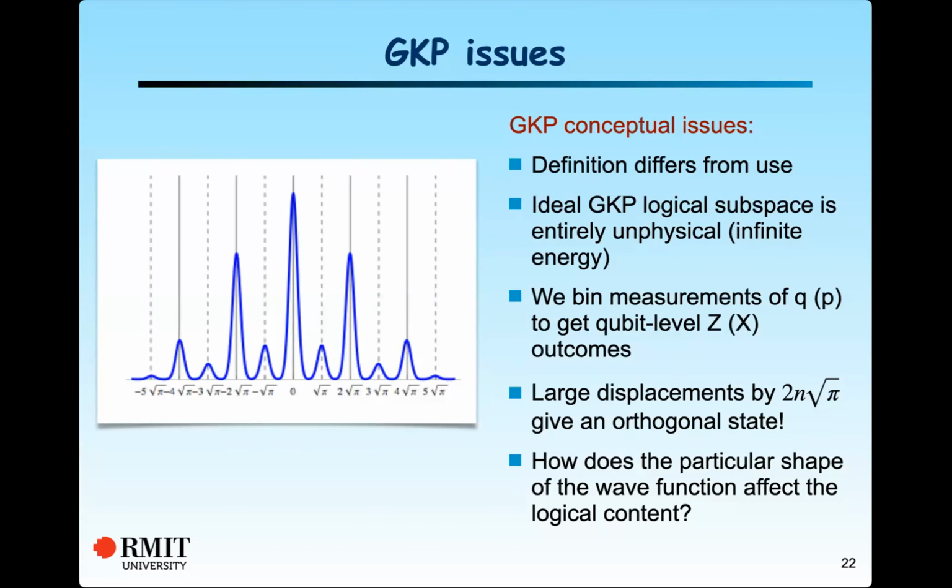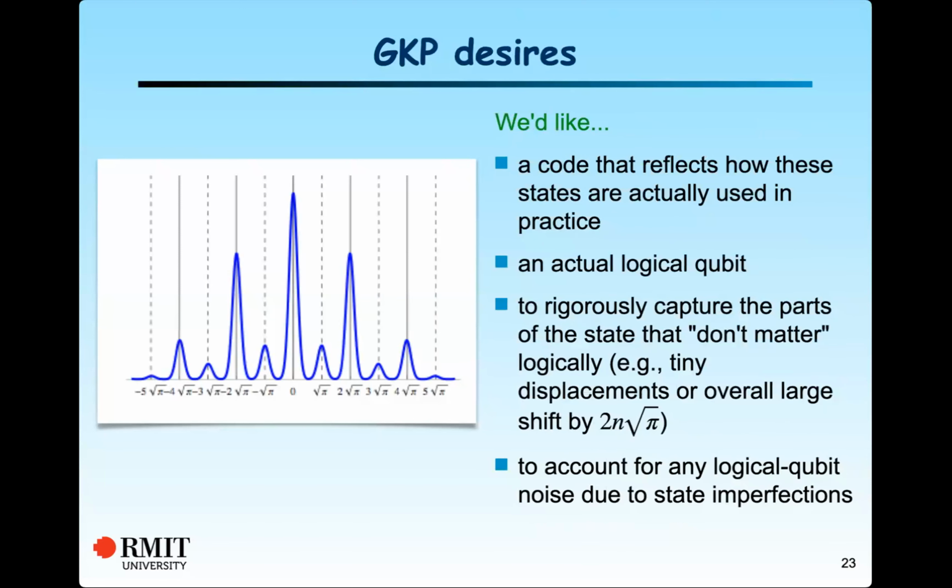And finally, how does the particular shape of the wave function affect the logical content? We'd like a code that reflects how these states are actually used in practice. We'd like an actual logical qubit, and we'd like to rigorously capture the parts of the state that don't matter, like tiny displacements or overall large displacements by a stabilizer. And we'd like to account for any logical qubit noise due to state imperfections.